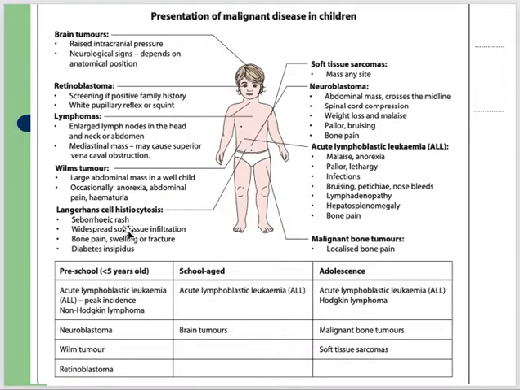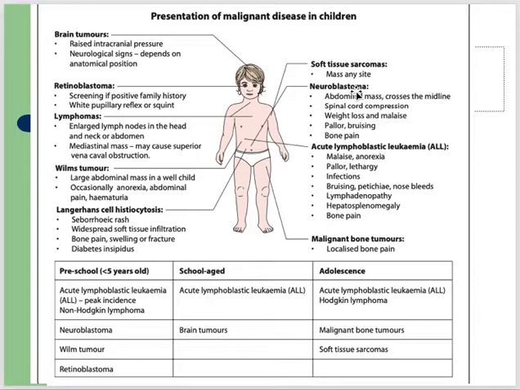Langerhans cell histiocytosis presents with seborrheic rash, widespread soft tissue infiltration, bone pain, swelling or fracture, and diabetes insipidus. It is not so common. Soft tissue sarcomas can occur at any site.